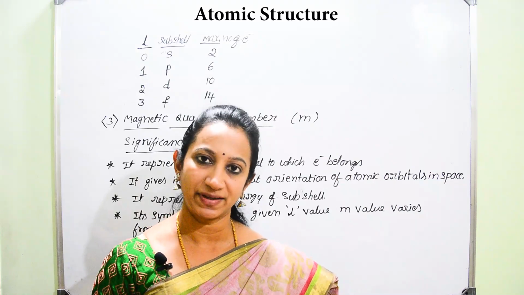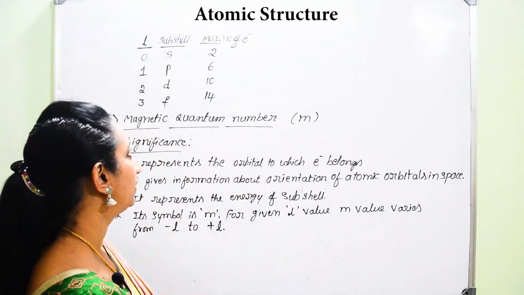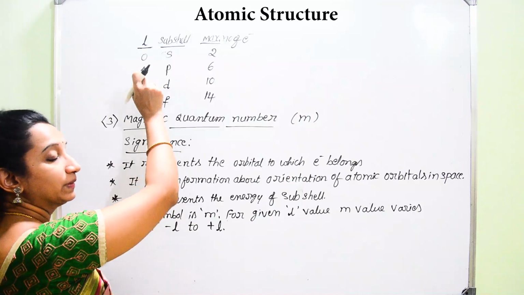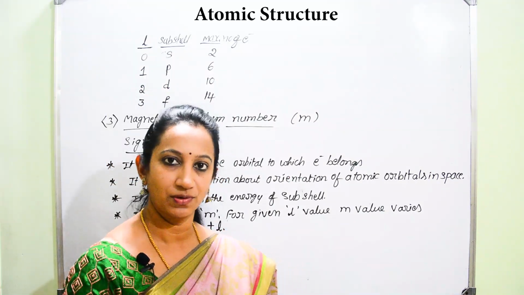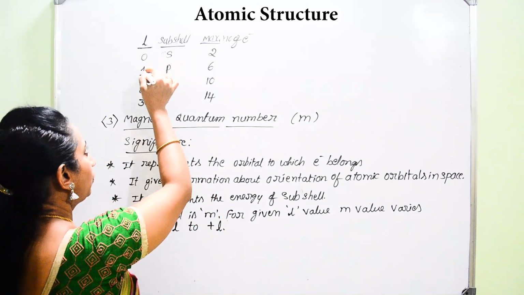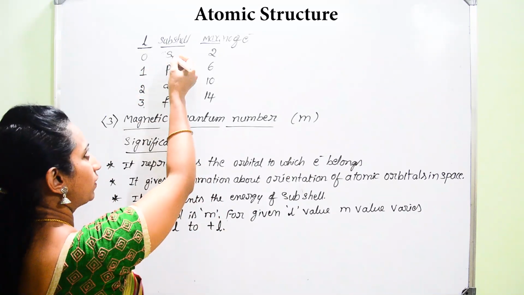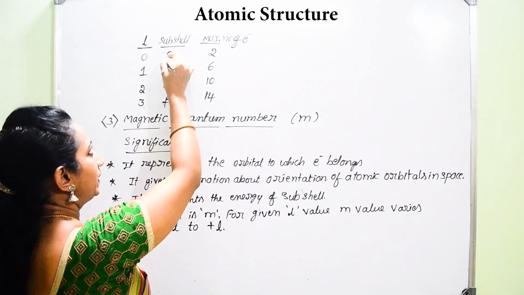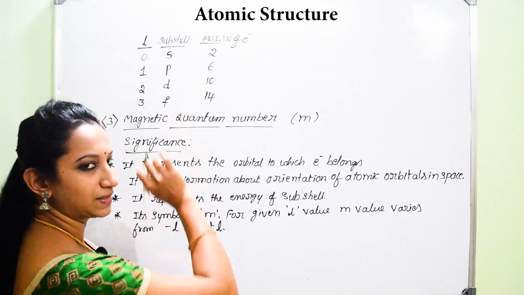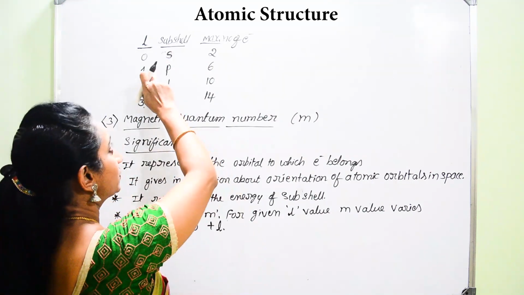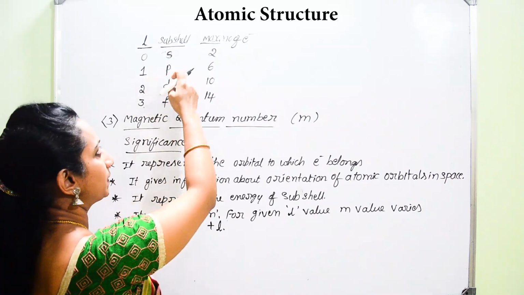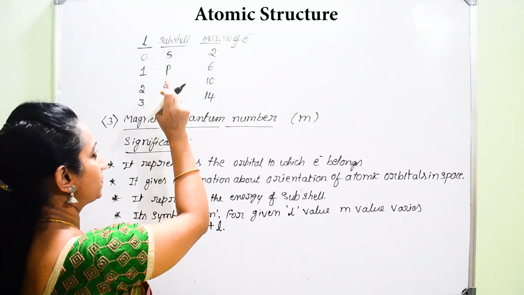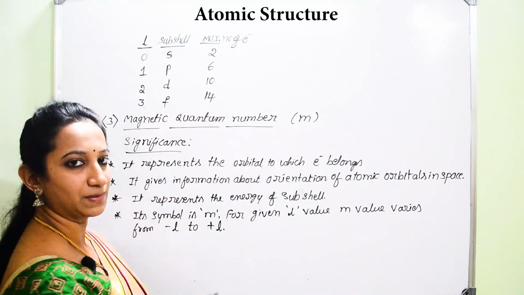We can easily predict with the help of the L value. As I said, you should remember we should not start from 1, we should start from 0. Always remember 0, 1, 2, 3 stand for S, P, D and F subshells. L equal to 0 represents the S subshell. If L is equal to 1, P subshell. L equal to 2, D subshell. L equal to 3, F subshell.